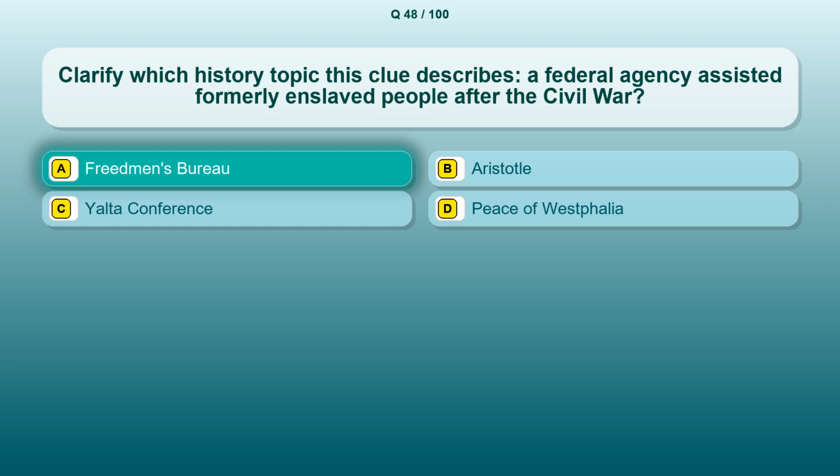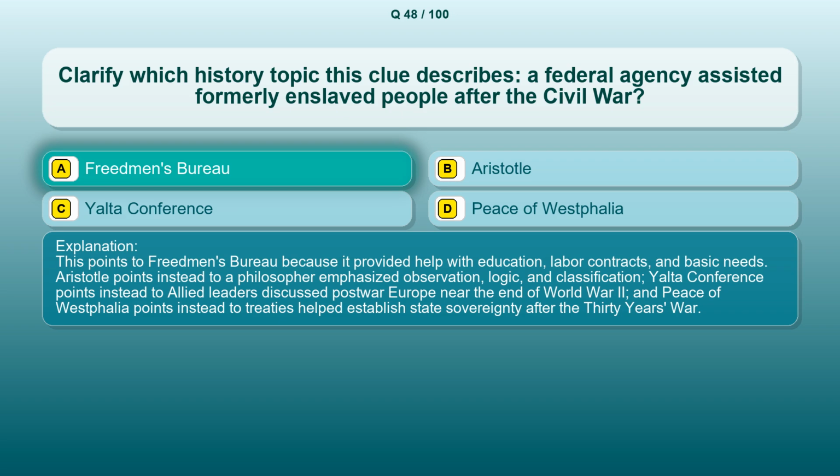The correct answer is option A, Freedmen's Bureau. This points to Freedmen's Bureau because it provided help with education, labor contracts, and basic needs. Aristotle points instead to a philosopher emphasized observation, logic, and classification. Yalta Conference points instead to Allied leaders discussed post-war Europe near the end of World War II, and Peace of Westphalia points instead to treaties helped establish state sovereignty after the 30 Years' War.